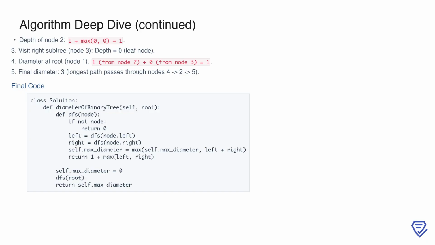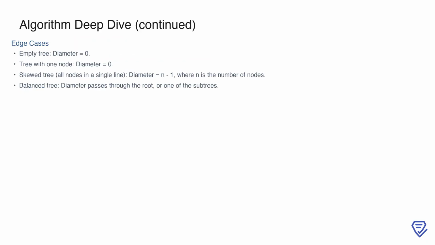However, the longest path in this tree is between nodes 4 and 5, passing through their parent node 2. This path has a diameter of 3. The algorithm ensures that this maximum diameter is captured by considering the sum of the depths at each node. Finally, the implementation uses a helper function that recursively traverses the tree and updates the maximum diameter stored in a global variable. When applying this algorithm, we must also consider edge cases.